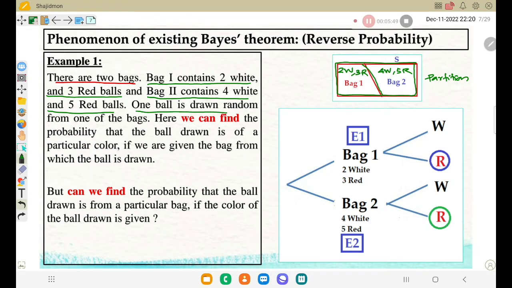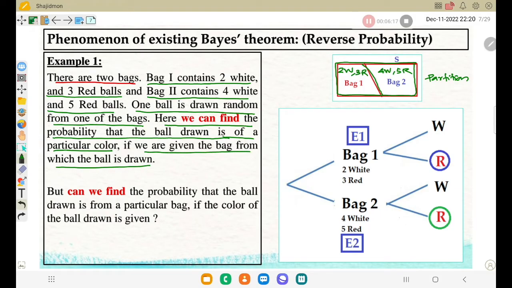Okay, one ball is drawn at random from one of the bags, either bag number 1 or bag number 2. One of the bags, we are taking one ball. Here we can find the probability. Whatever we studied in the previous section 5.2, we can find the probability that the ball drawn is of a particular color, for example red, if we are given the bag from which the ball is drawn.